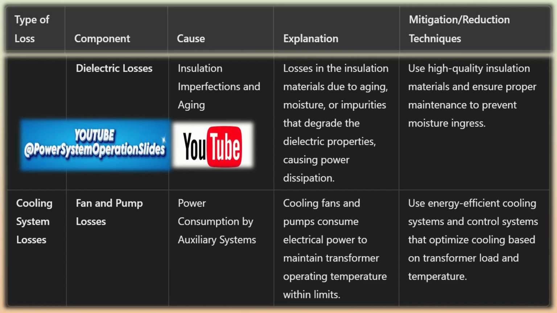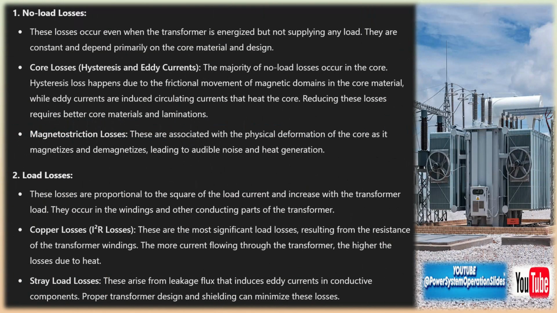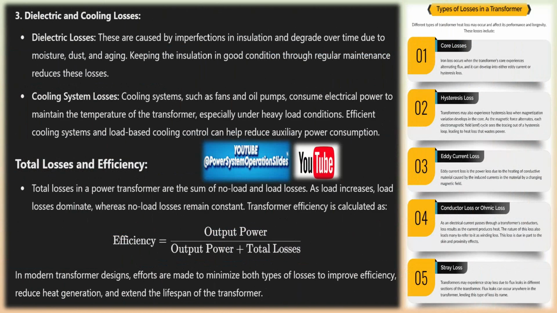Copper losses, or load losses. These losses occur due to the resistance of the transformer windings when current flows through them, typically under load conditions. Copper losses vary with the load on the transformer. I²R losses, or winding resistance losses, are caused by the electrical resistance of the transformer windings. Proportional to the square of the current, I²R, and vary with the load current. Higher loads result in higher copper losses.